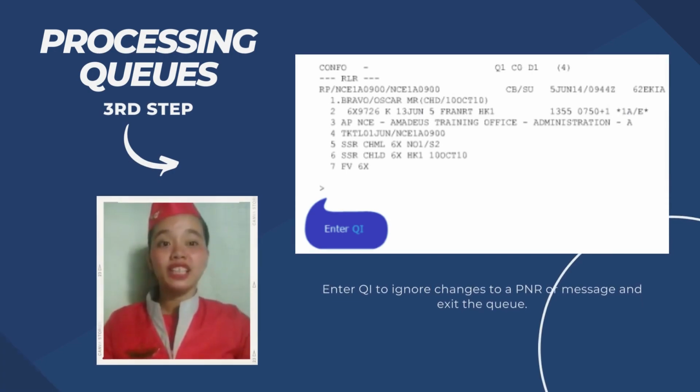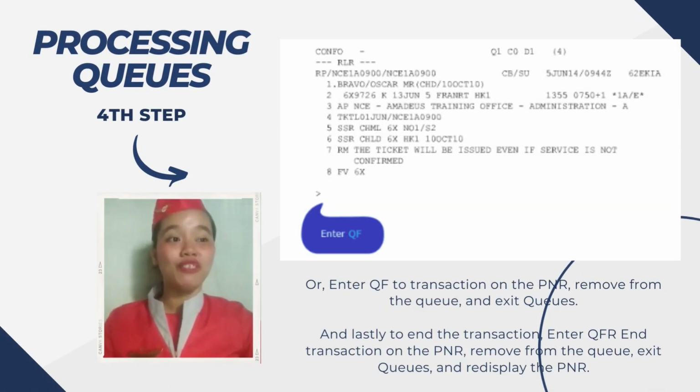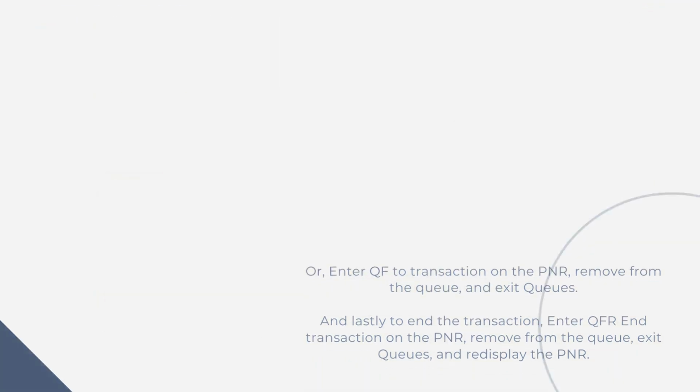Next is enter QI to ignore changes to a PNR or messages and exit the queue. Or enter QF to transaction on the PNR, remove from the queue and exit queues. And here is the system response. And lastly, to end the transaction, enter QFR and transaction on the PNR. Remove from the queue, exit queue, and redisplay the PNR.